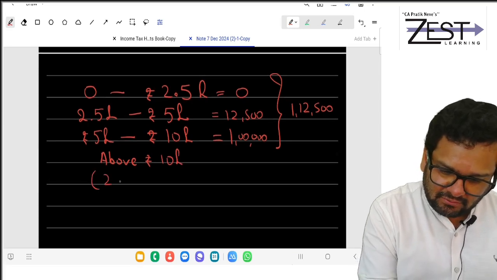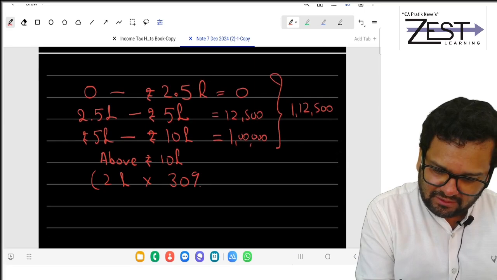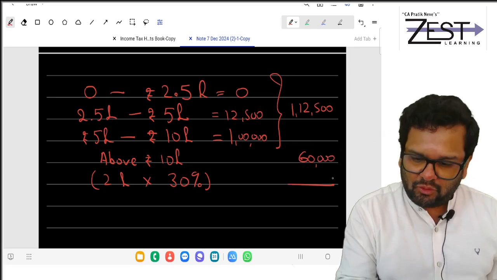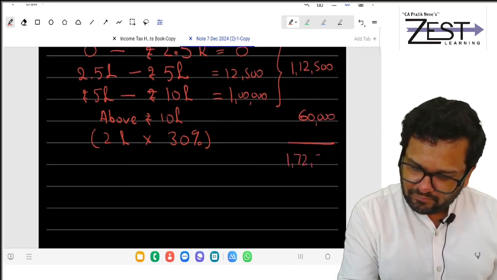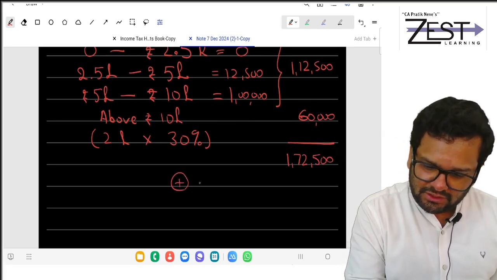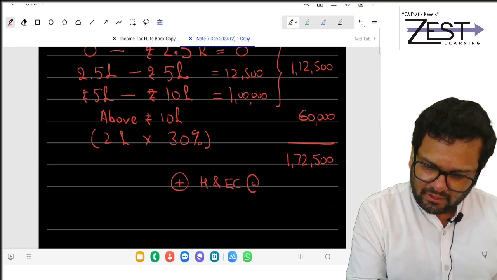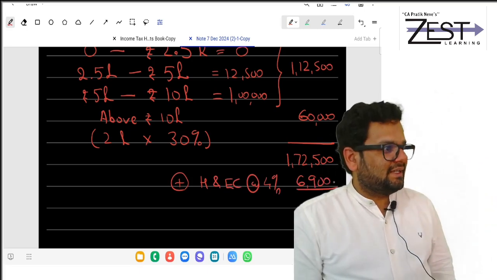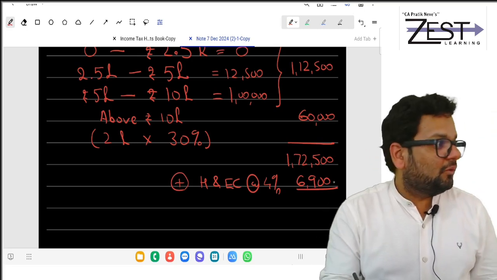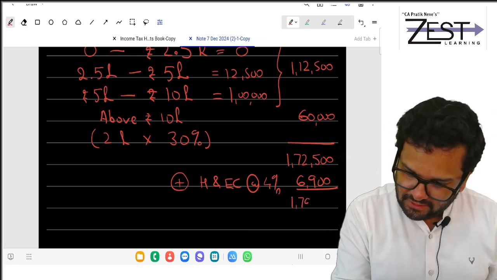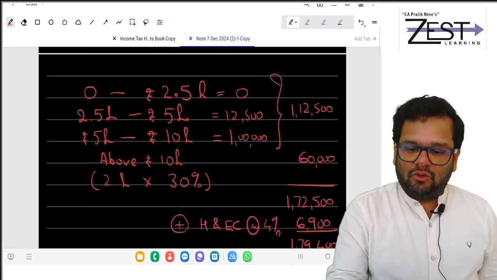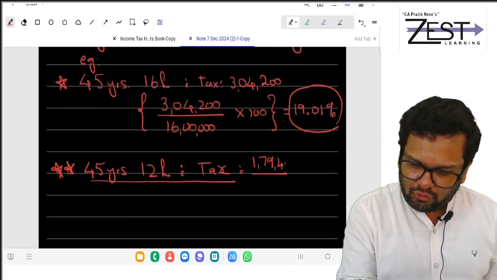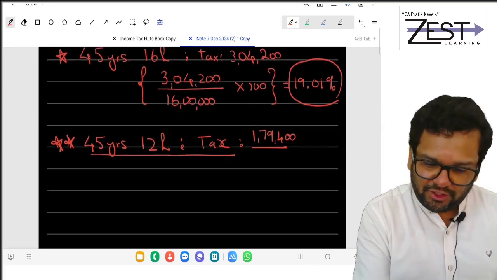So on 2 lakhs, what is the tax overall? Add health and education cess, 6,000 exact, 6,900. Okay, what is the total now? 179. Fine. 179,400 you are saying is tax. Please calculate the effective rate of tax.